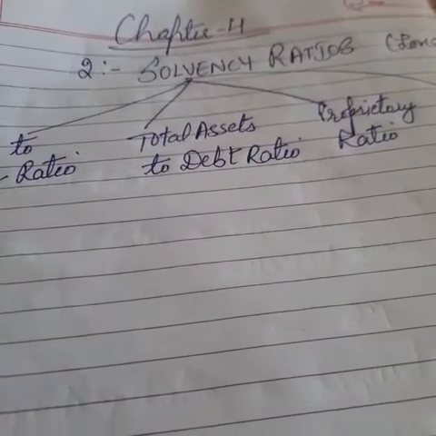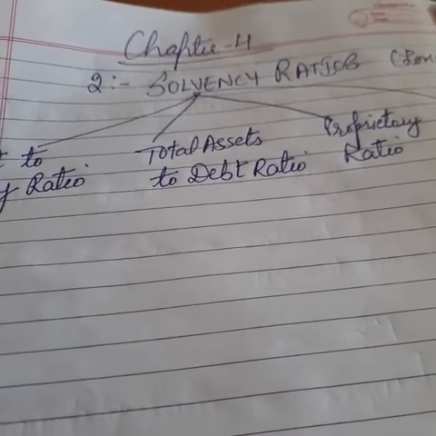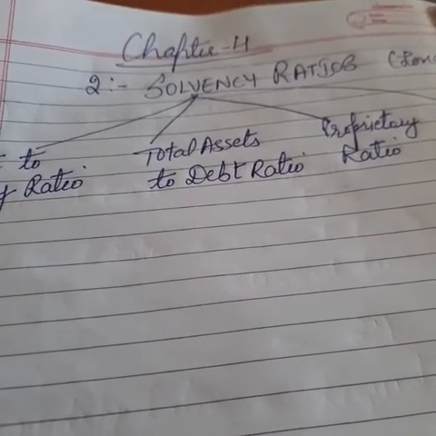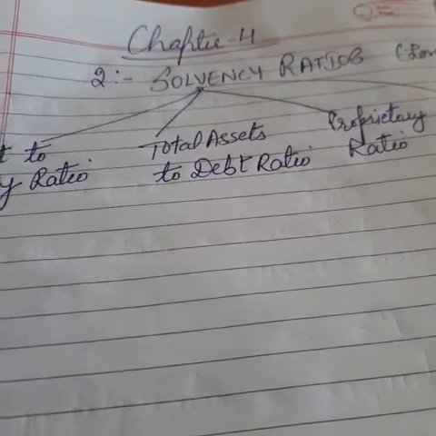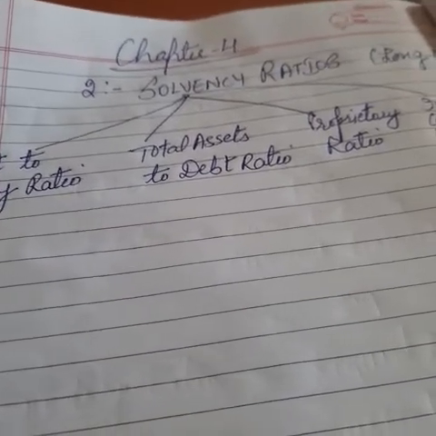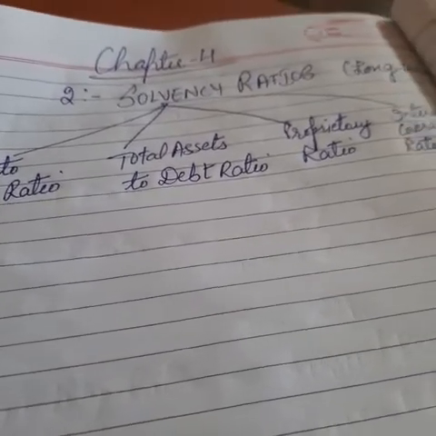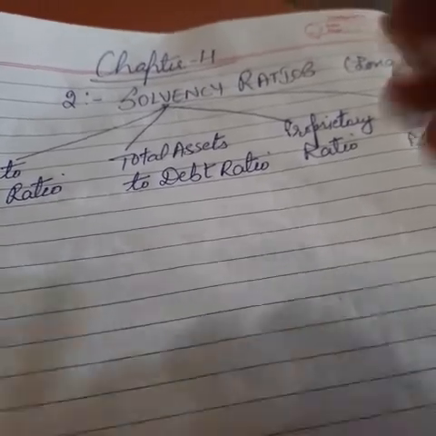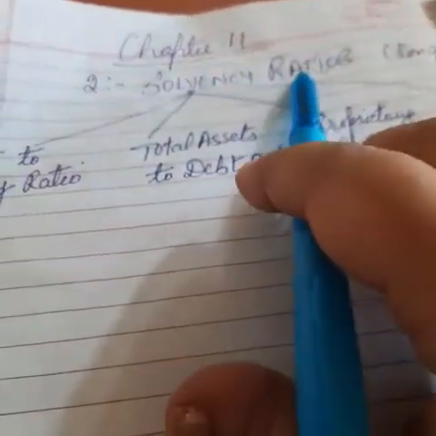So, we have already started chapter number 4, accounting ratios, and one ratio we have already discussed, that is liquidity ratio. Today, I am going to start the new ratio, ratio number 2, that is solvency ratio. Now, firstly, see what is the meaning of solvency ratios.